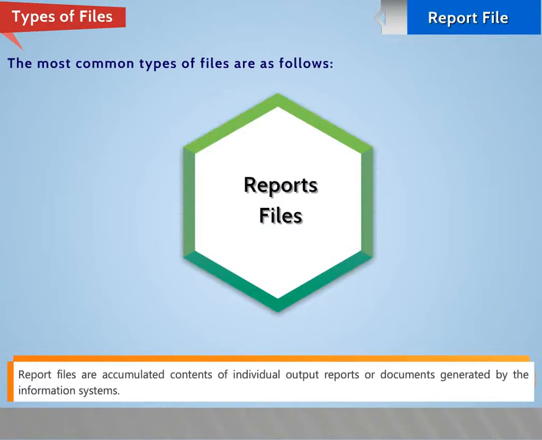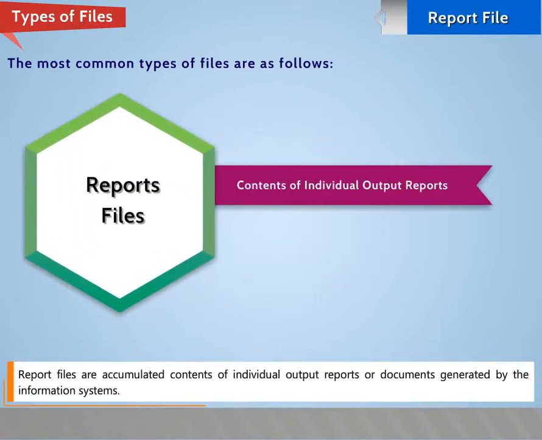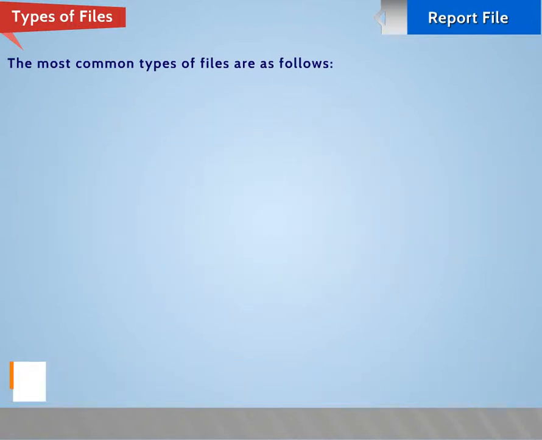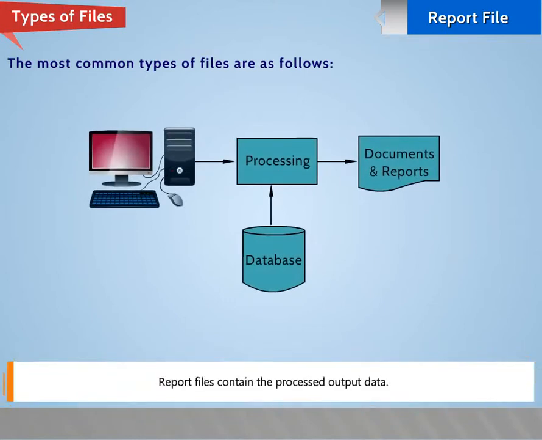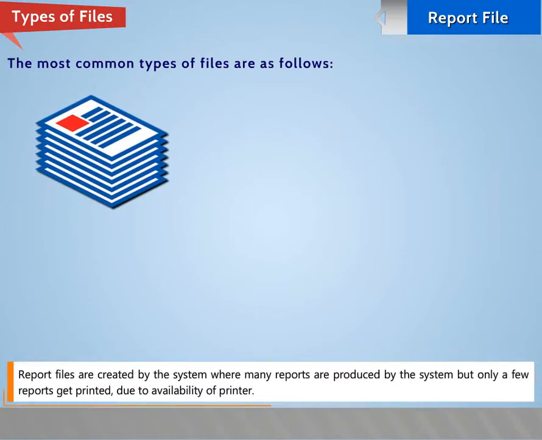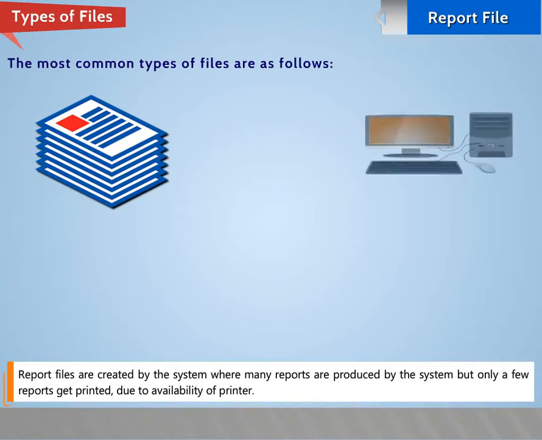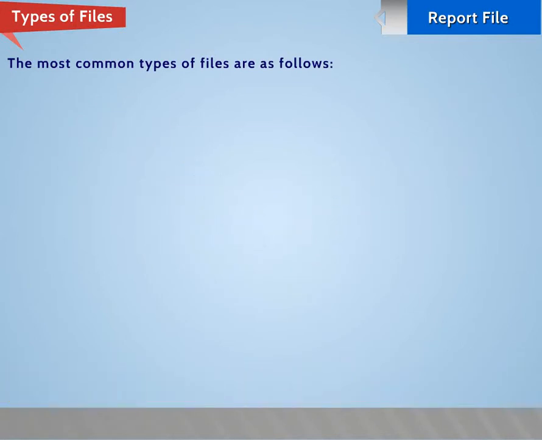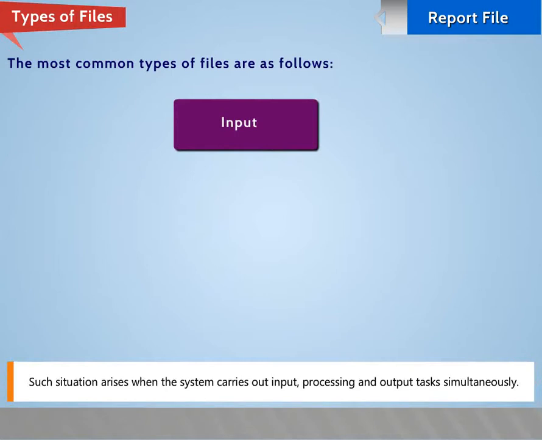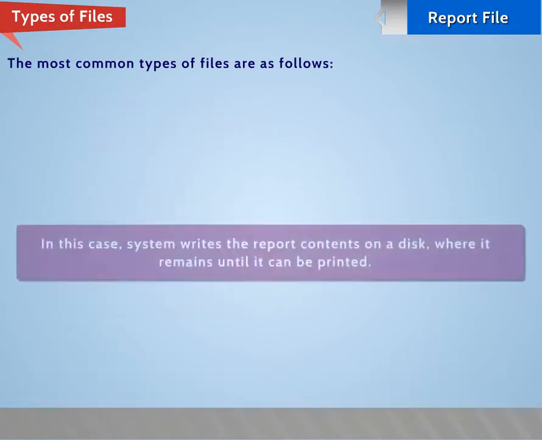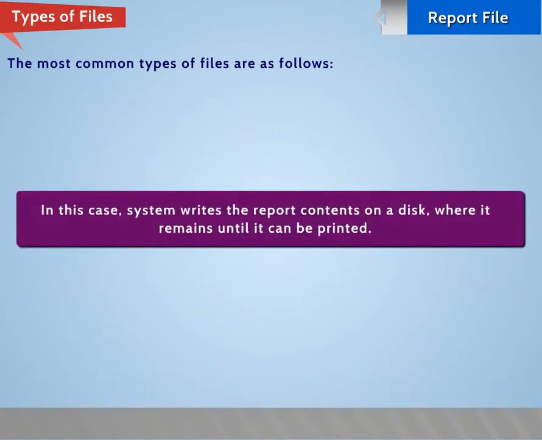Report file. Report files are accumulated contents of individual output reports or documents generated by the information systems. Report files contain the processed output data. Report files are created by the system where many reports are produced, but only a few reports get printed due to availability of printer. Such a situation arises when the system carries out input, processing, and output tasks simultaneously. In this case, the system writes the report contents on a disk where it remains until it can be printed.